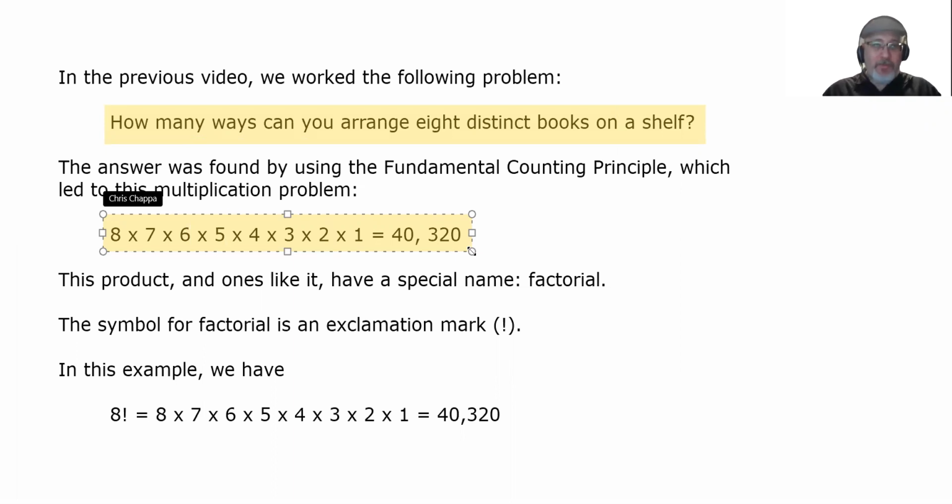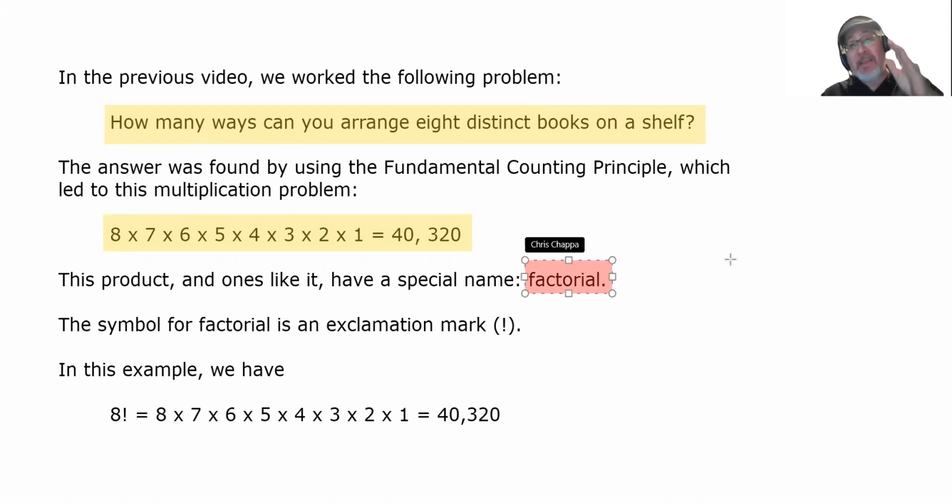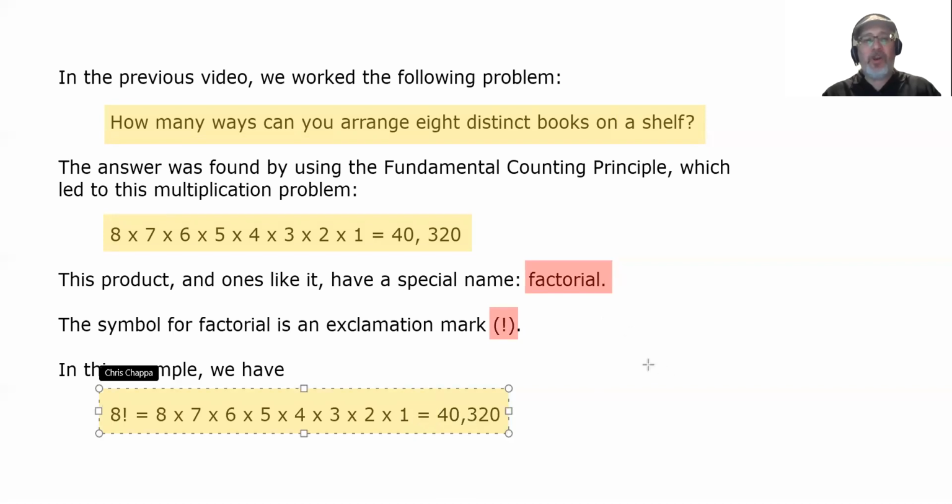The reason I'm a little ashamed is because that multiplication problem, that product, and ones like it have a special name: factorial. And I've encountered this problem many times. I guess I haven't encountered it recently because I didn't remember that it was 40,320. The symbol for a factorial is an exclamation mark after a number. So in the example that we just saw, of 8 times 7 all the way down to 1, we could have written 8 factorial, which by definition means 8 times 7 times 6 times 5 times 4 times 3 times 2 times 1, which again equals 40,320.